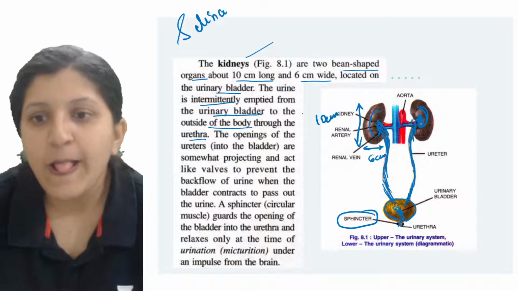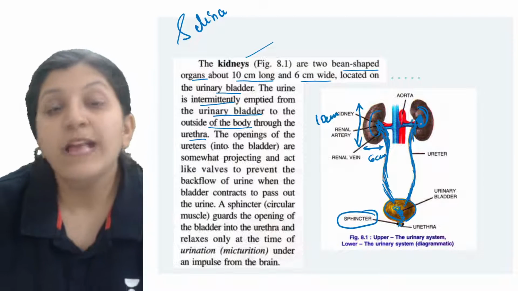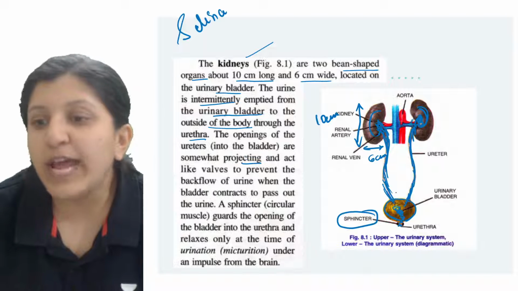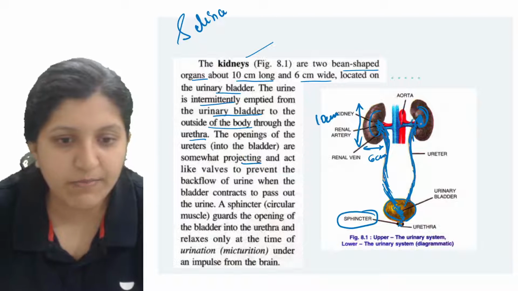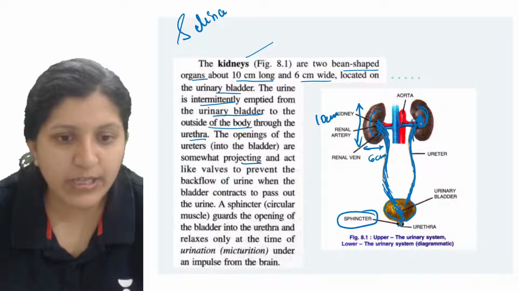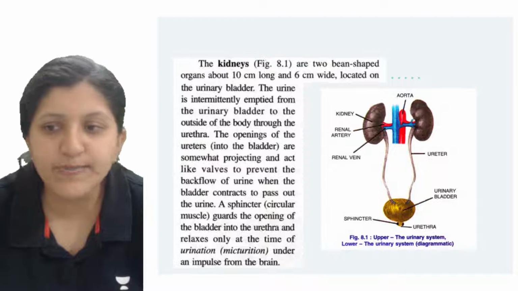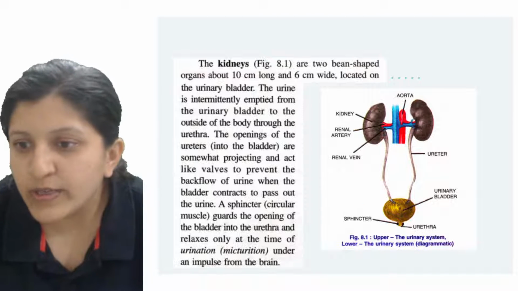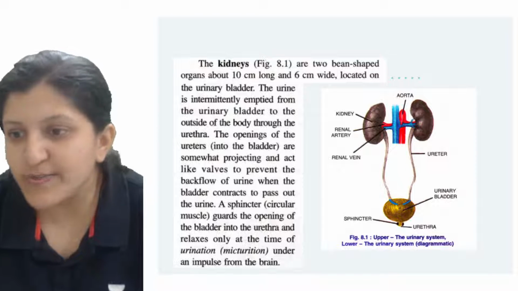As mentioned here, the openings of the ureters into the urinary bladder are somewhat projecting. So now you know this ureter is not straight as such. Let me just explain this. You can see this part projecting. It is not right away straight, it is basically projecting.